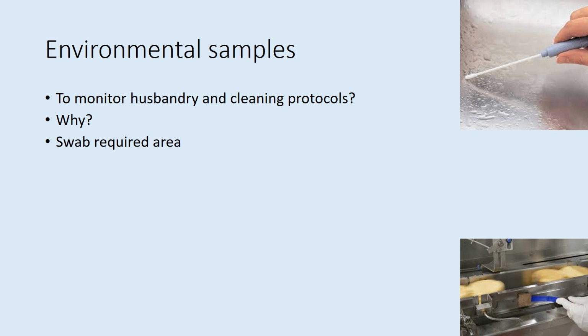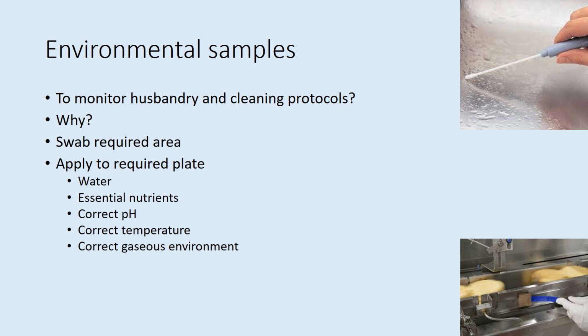So we would swab the required area, and this is something that we will be doing in the labs later on in the year. We then apply it to a required plate, and then we will make sure that the appropriate environment is provided. So this might be if we're looking for specific types of bacteria, that there's humidity, that there's various nutrients available in that agar plate, for example, the pH is appropriate, the temperature is appropriate. So for example, most bacteria will thrive between 37 and 40 degrees Celsius, or if it's the correct gaseous environment, so whether or not it's anaerobic or an aerobic bacteria.